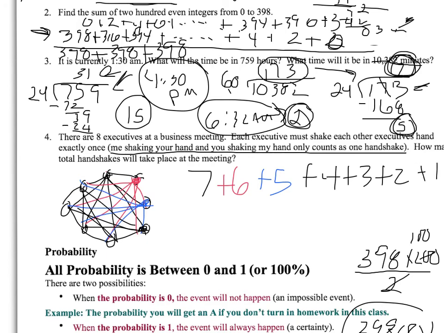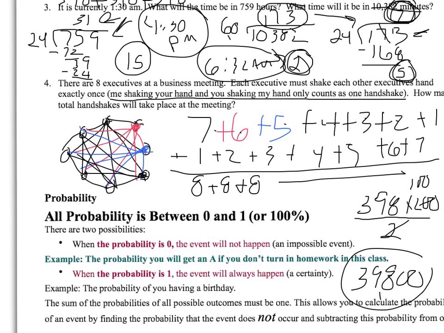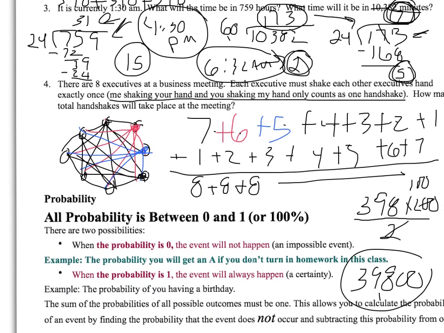So it'd be easy enough to add these up, but let's use that technique we did in number 2 to find what this sum is. Now I'm going to line these numbers up: 1 plus 2 plus 3 plus 4 plus 5 plus 6 plus 7. And notice, when we add vertically, we get 8, 8, 8. In fact, all of those are 8s. How many of those do we have? Well, 1, 2, 3, 4, 5, 6, 7 of those 8s. So we're going to have 7 times 8.